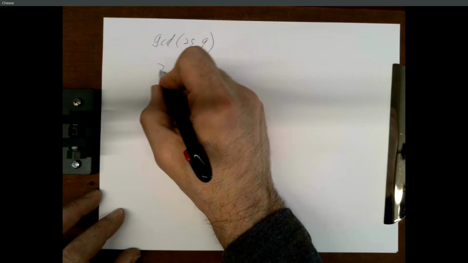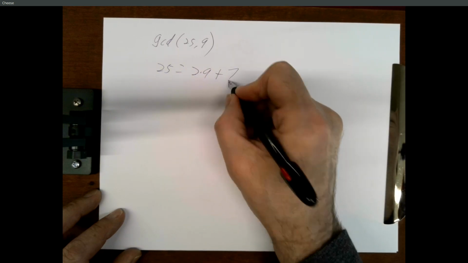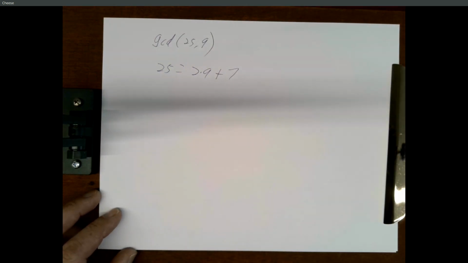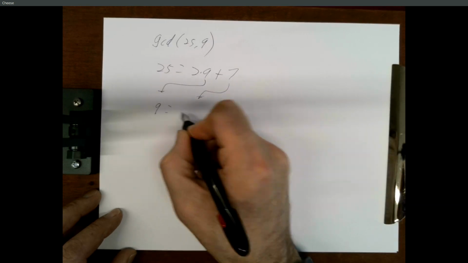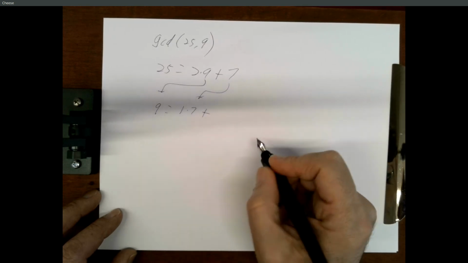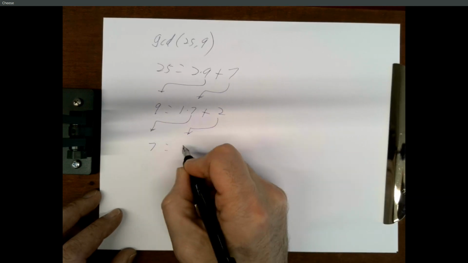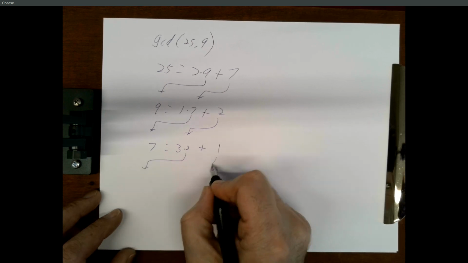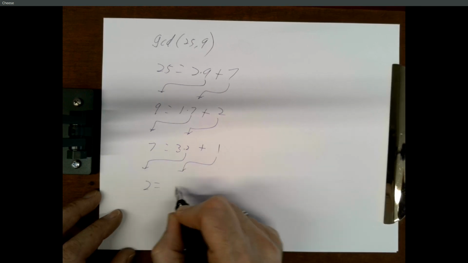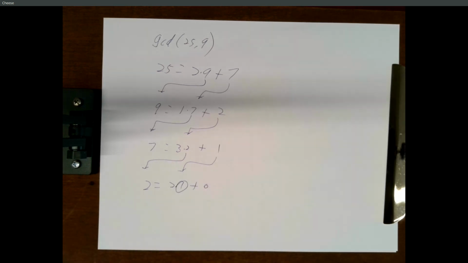So 25 and 9. So 25 is 2 times 9 plus 7. 9 equals 1 times 7 plus 2. 7 equals 3 times 2 plus 1. Keep going. 2 equals 2 times 1 plus 0. There's your GCD as 1.